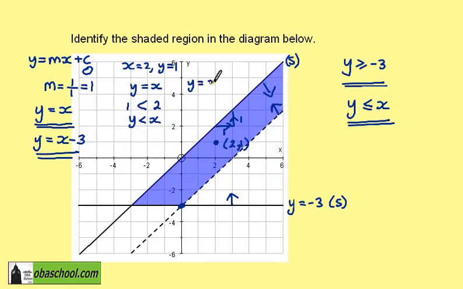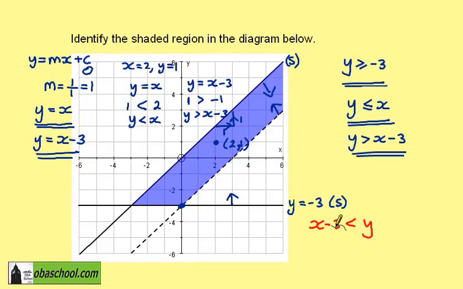Now consider y is x minus 3 using the same point. This side becomes -1, and the correct inequality is a greater than. So we have y is greater than x minus 3, and since it's a dashed line, it stays as a greater than. We could write these last two as a combined inequality, y is greater than x minus 3 and less than or equal to x.